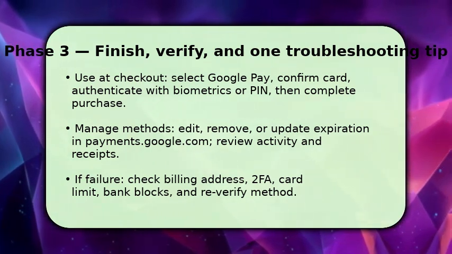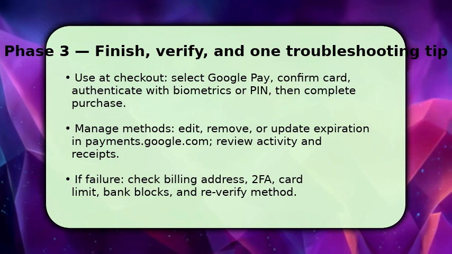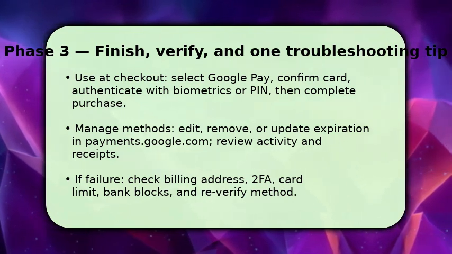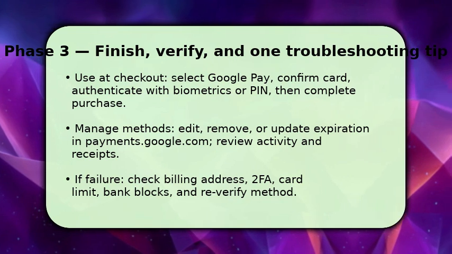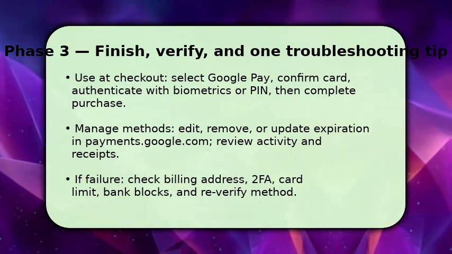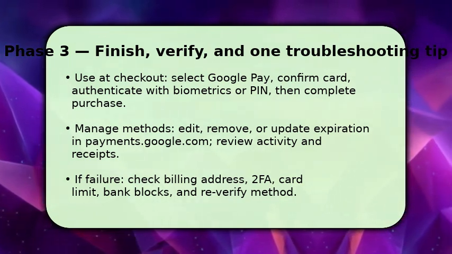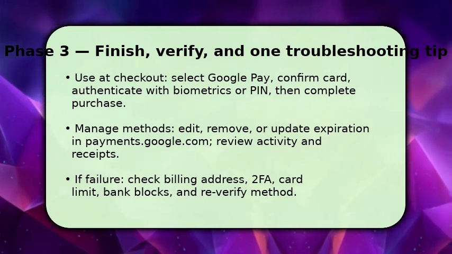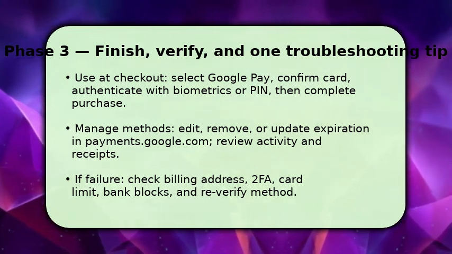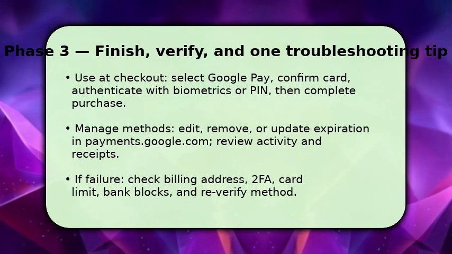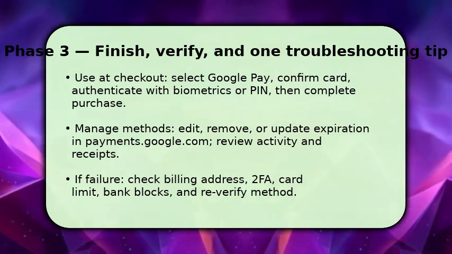Once live, manage methods at payments.Google.com, update expirations, remove old cards, and view transaction history and receipts. This keeps records tidy. If a payment fails, start by checking the billing address and two-factor settings, then verify with your bank for blocks or limits. Rerun the verification step if needed. This final check resolves most issues and restores payment.